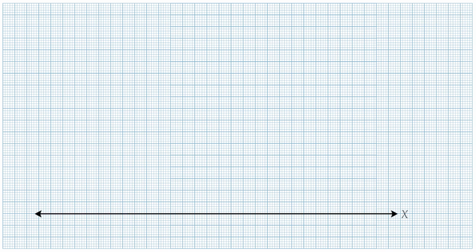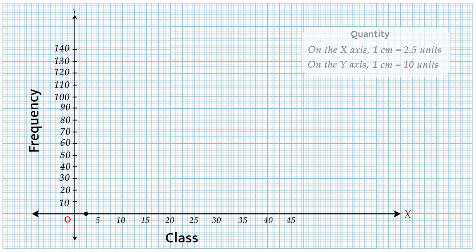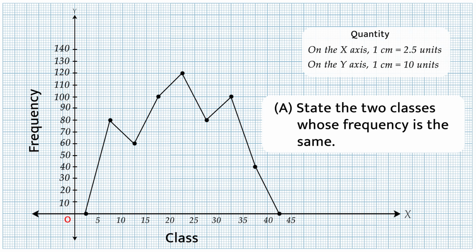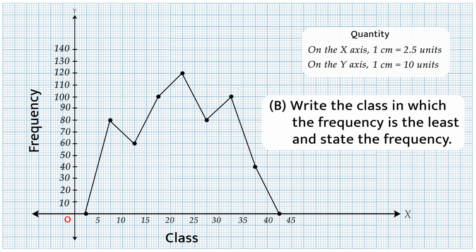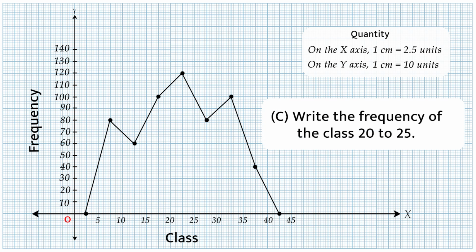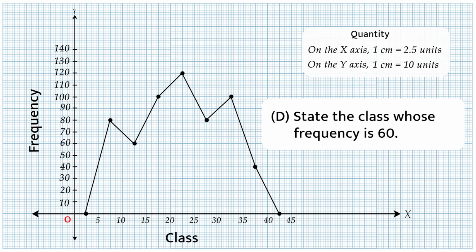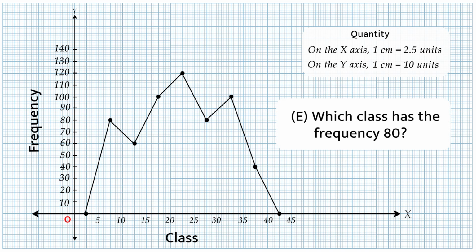Let us solve an example where the graphs are provided. First example. Answer the following questions based on the frequency polygon given in the adjacent figure. Questions. State the two classes whose frequency is the same. Write the class in which the frequency is the least and state the frequency. Write the frequency of the class 20 to 25. State the class whose frequency is 60. Which class has the frequency 80?